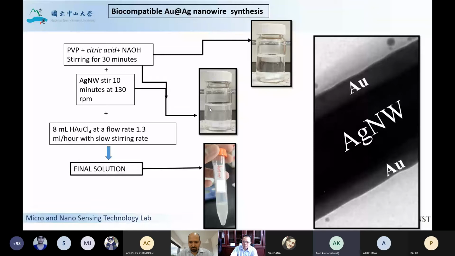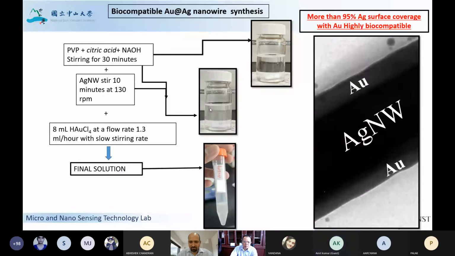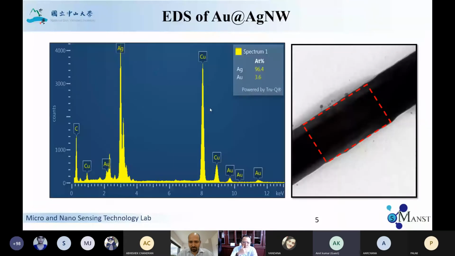So you can see 95% coverage of Au on the Ag surface. And after that, I do EDS of my synthesized gold-coated silver nanowire. From the EDS spectrum, you can see the Au atomic percentage is 3.6. That shows the gold is coated in a very small amount, but completely on the surface of the silver nanowire.